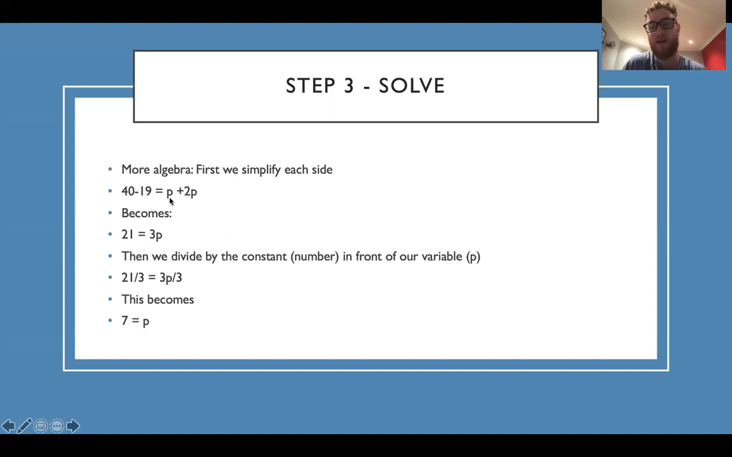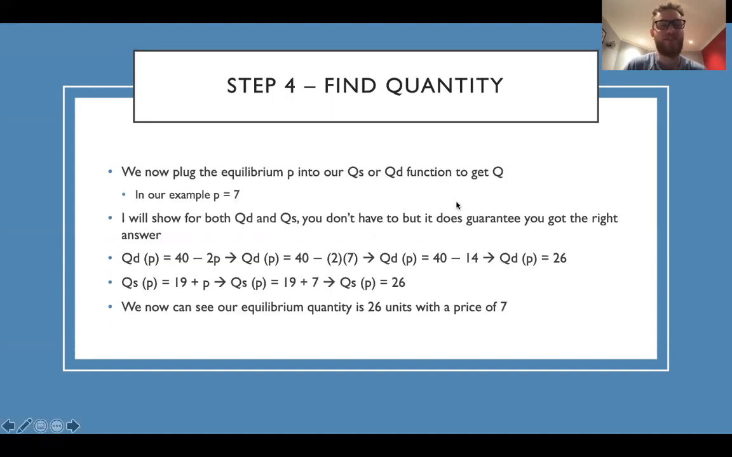Boom, equilibrium price found. We now plug the equilibrium price into our quantity supplied and quantity demanded functions to get the equilibrium q. In our example, p is equal to 7, just a little reminder. So I'll show for both QD and QS. You don't have to, but it does guarantee that you get the right answer, because your QD needs to match your QS.